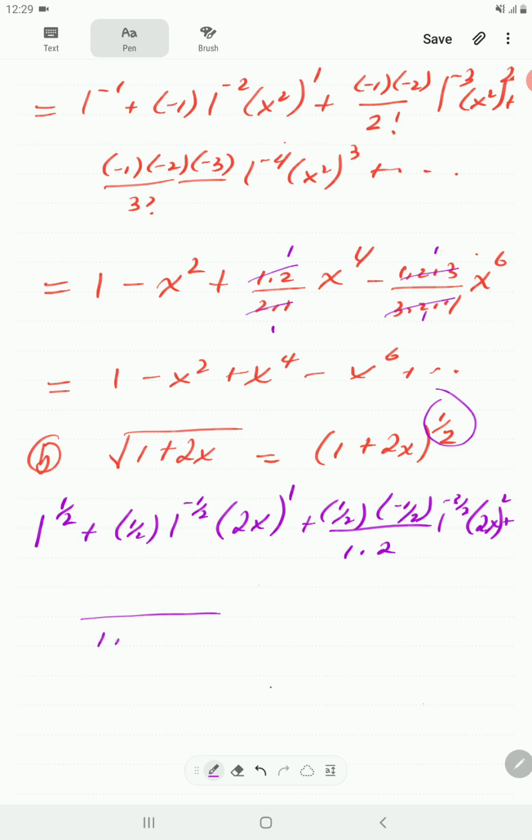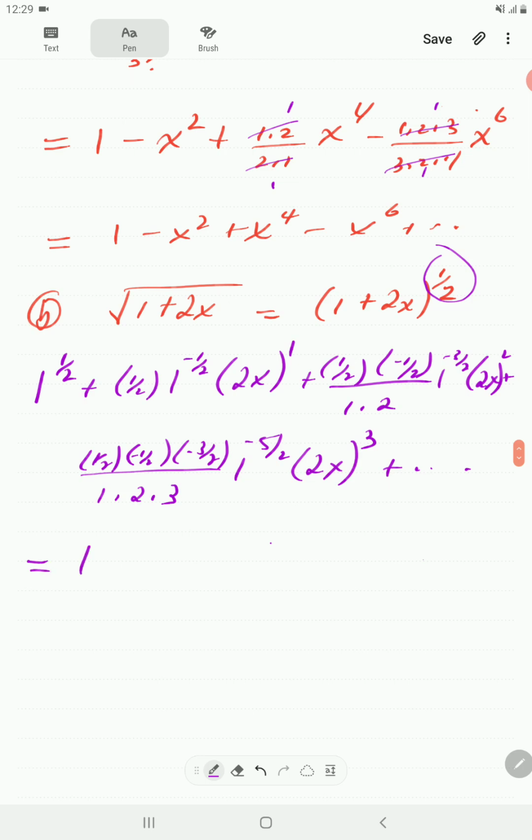And for the last term, we're now going to have 1 times 2 times 3. We need 3 terms starting from half going down by 1, 1/2, negative 1/2, negative 3/2. 1 is now to the power minus 5/2, because these powers are going down while these powers are going up. So 2x is now to the power 3.